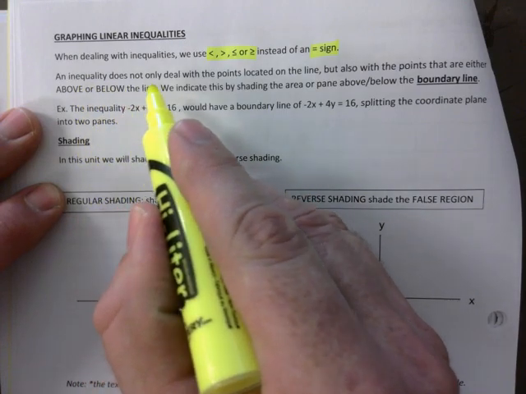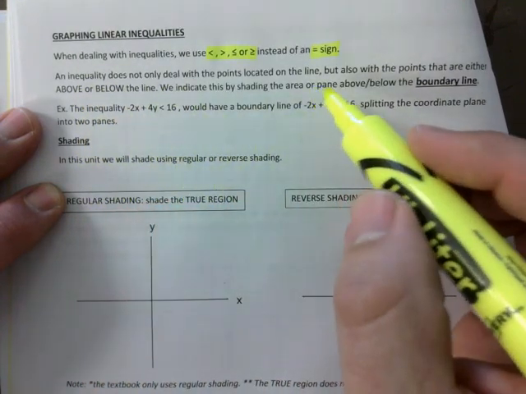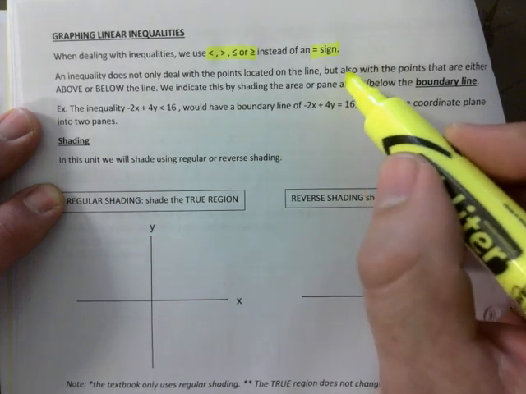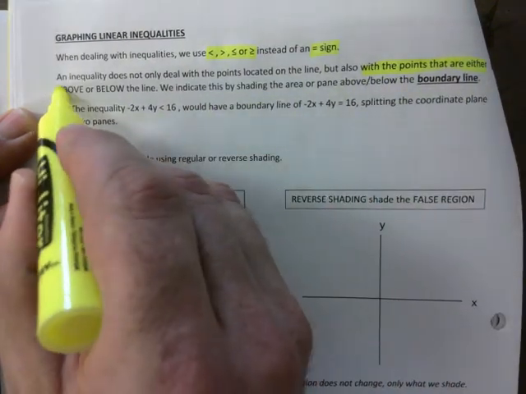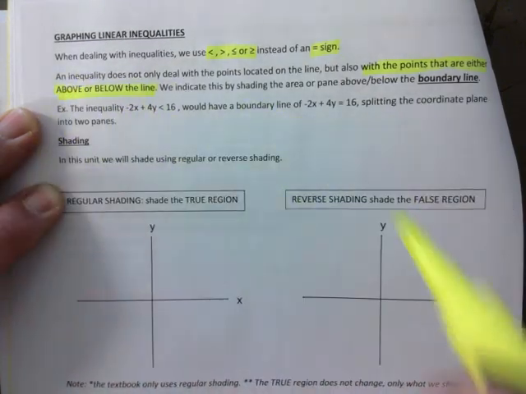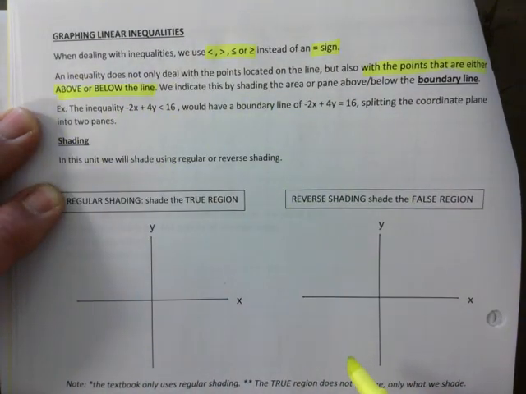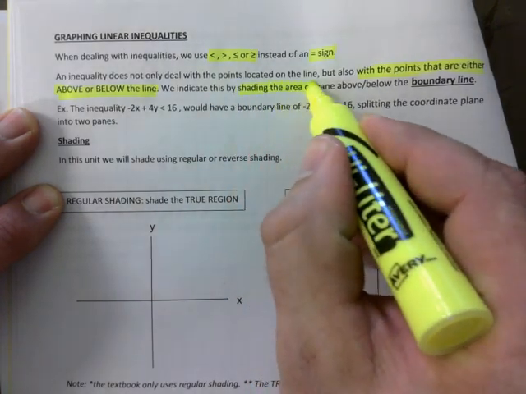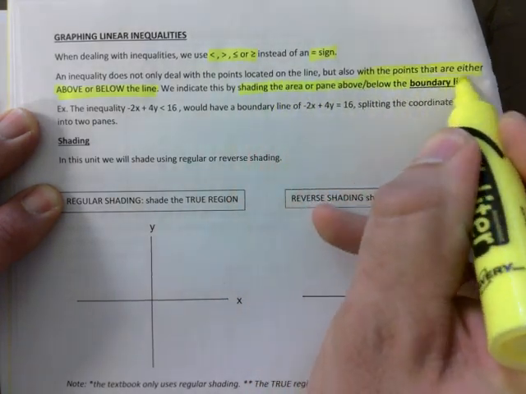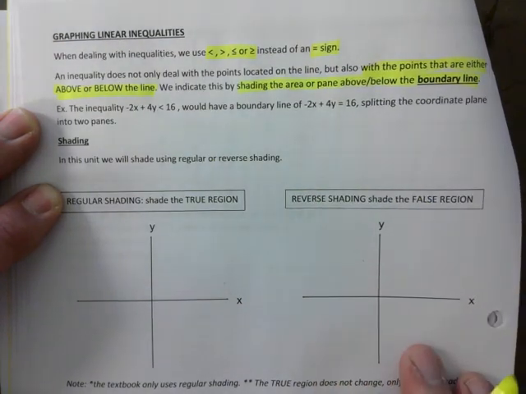An inequality does not only deal with the points located on the line. It deals with the points that are either above or below the line as well. We indicate this by shading the area or pane above or below what we call the boundary line. Very important concept.